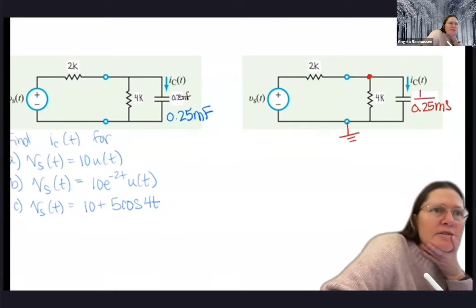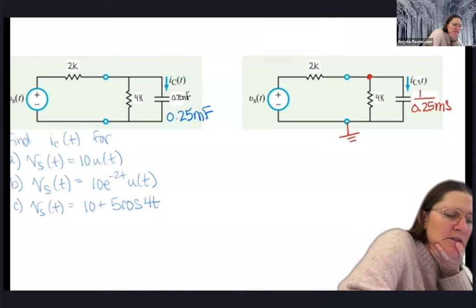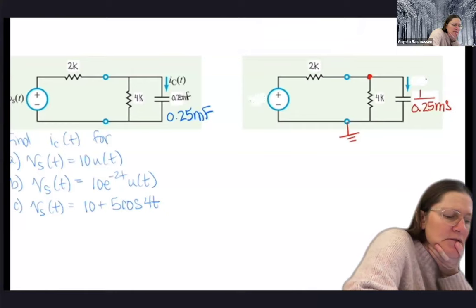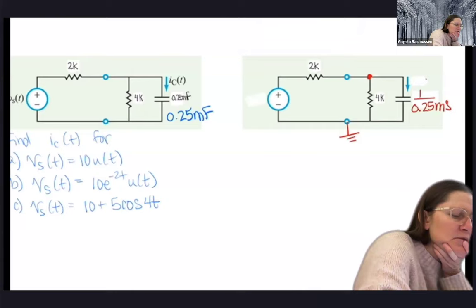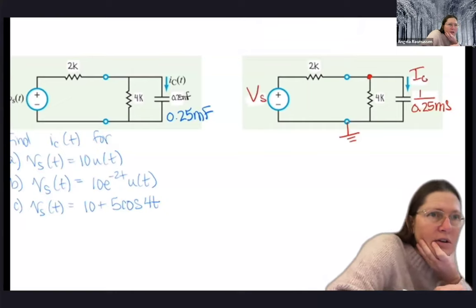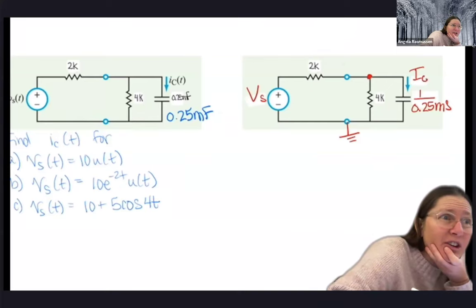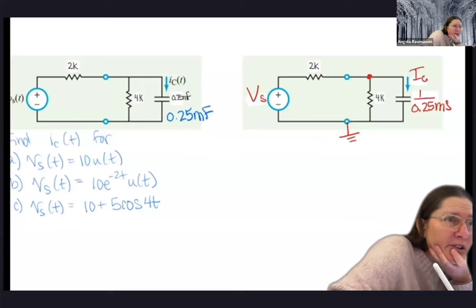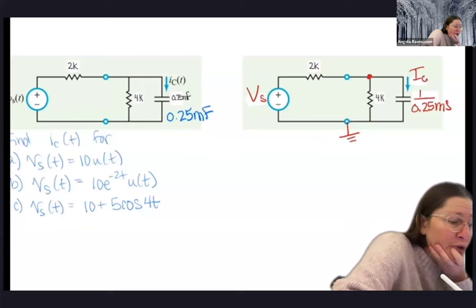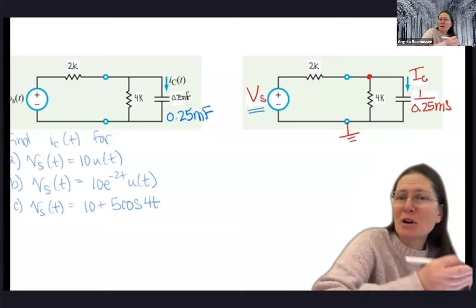So what will be your equation to solve for IC of T here, or IC of S, I should say? So we have to do that with Fourier as well. Yep. So with Fourier, you just don't have to worry about the initial condition. Great. So it's just one over CS or LS. Yep. That's it. So don't have to do initial conditions, which makes it a little easier. I tend to like to leave VS until right before I want to find the values.